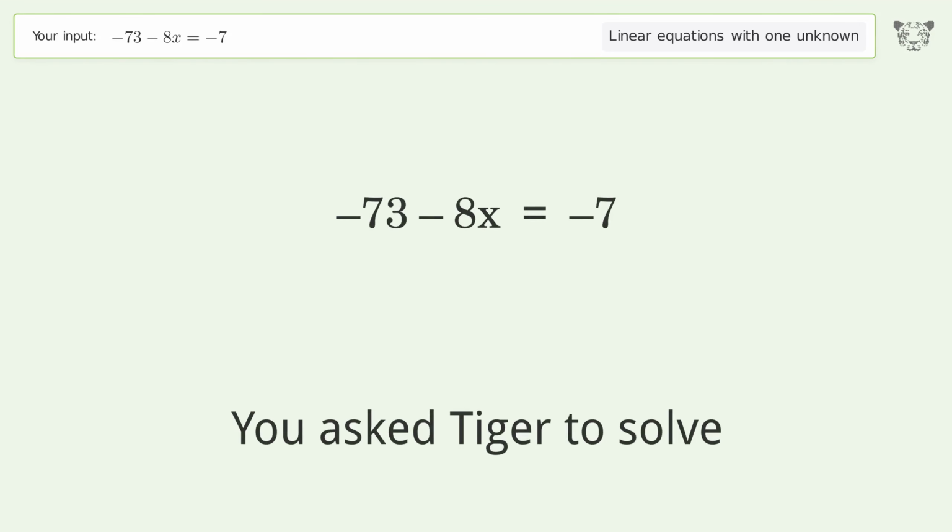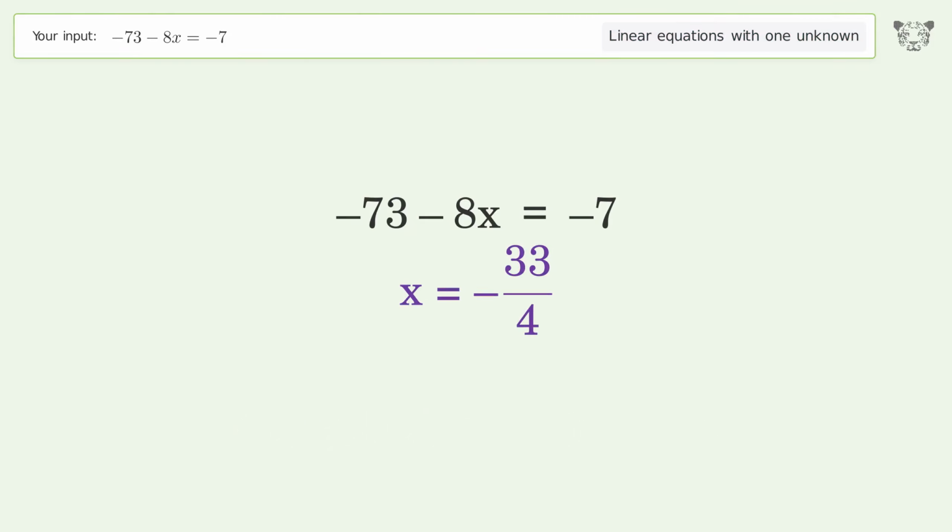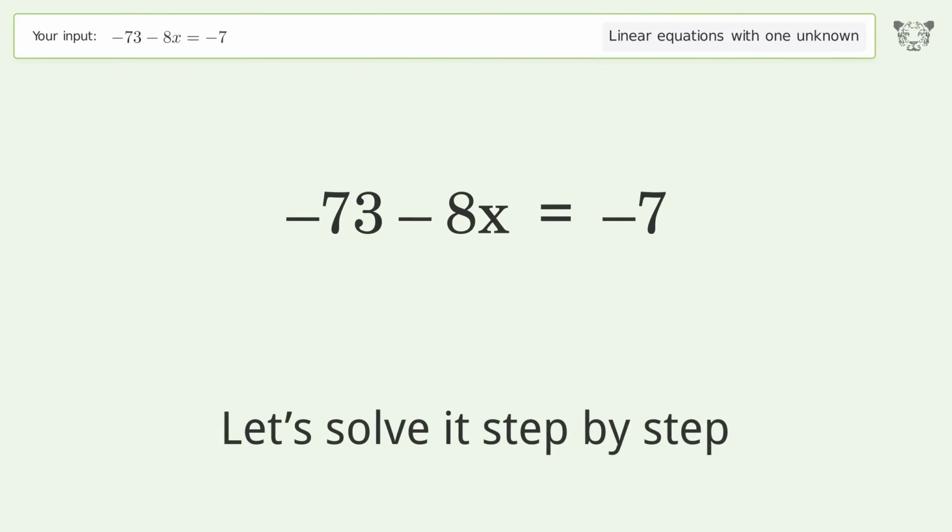You ask Tiger to solve. This deals with linear equations with one unknown. The final result is x equals negative 33/4. Let's solve it step by step.